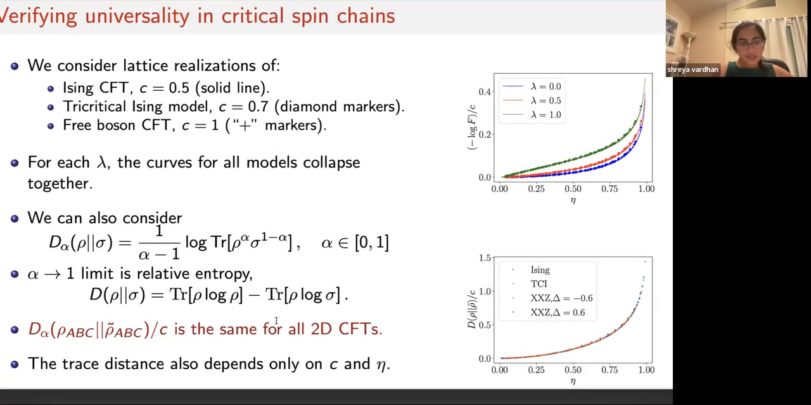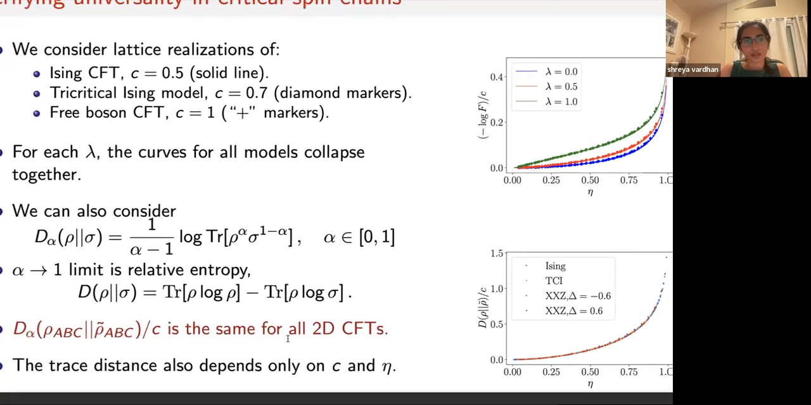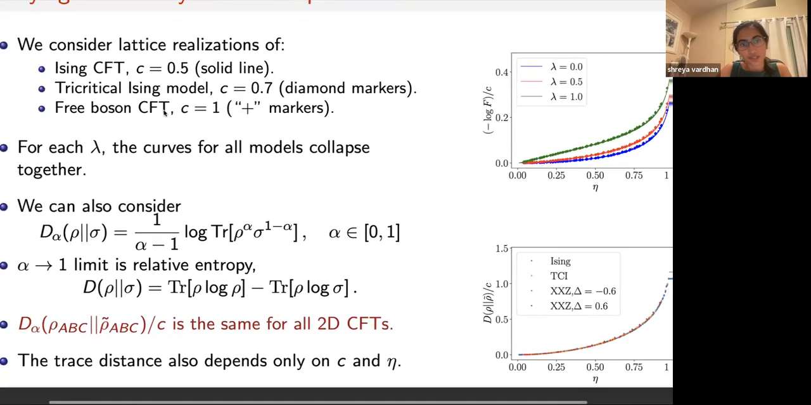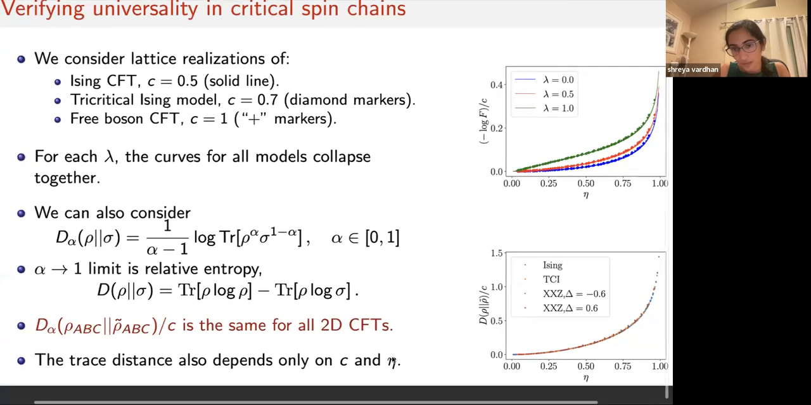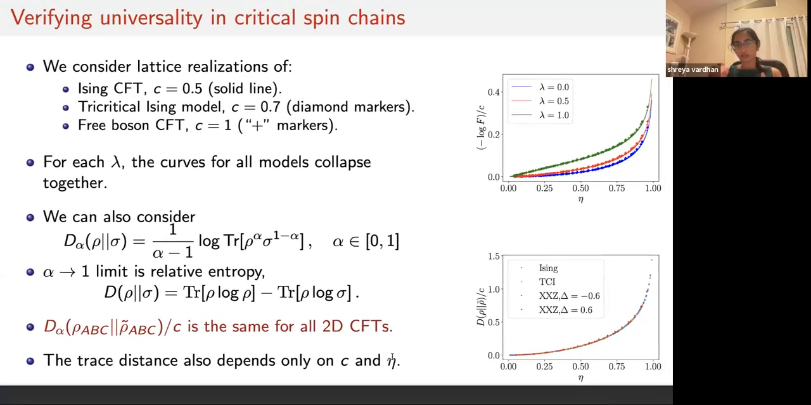And the trace distance is yet another useful measure of distance between rho and sigma. In that case, you don't get some overall factor depending on the central charge, but you can show, by looking at the free boson CFT with different operator contents, that it depends only on the central charge and the cross ratio again. Okay, so all of these different measures are telling you that the difference between rho and rho tilde is somehow universal.